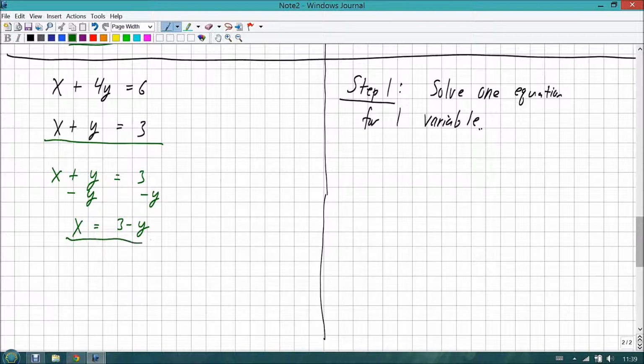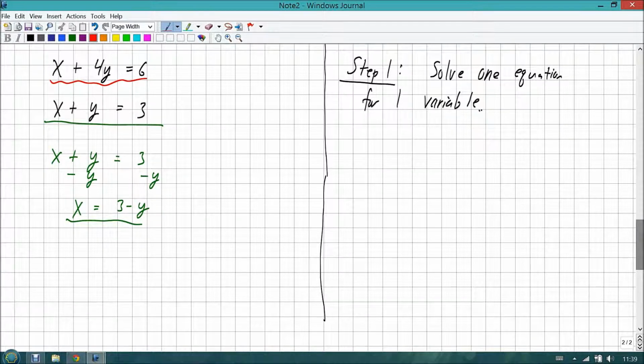I then take this and I plug it back into my original equation, or my first equation. My first equation is x plus 4y is equal to 6, so I'm going to go ahead and plug that in. So I have x plus 4y is equal to 6, and I plug in this 3 minus y for the x. So then I would have 3 minus y plus 4y is equal to 6.